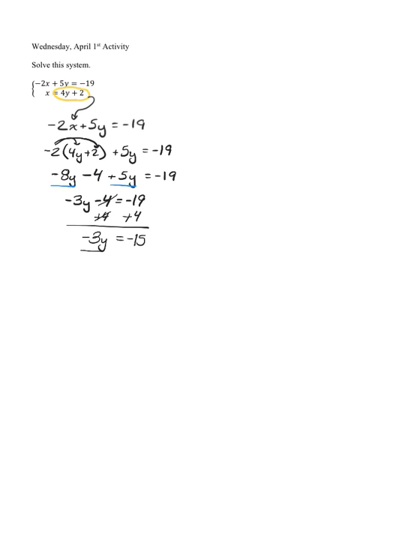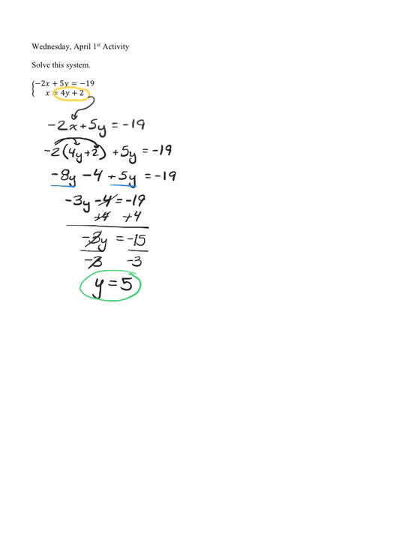Now I'm going to divide both sides by negative 3. That eliminates the negative 3 on the left side with the y. Negative 15 divided by negative 3 is a positive 5. So I have y equals 5.